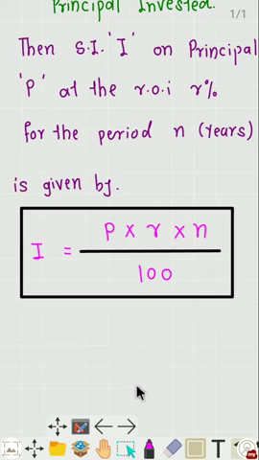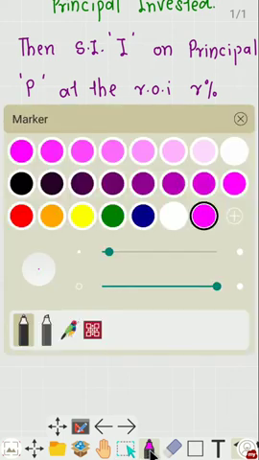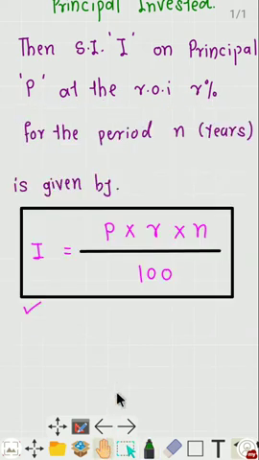Okay, so this is the formula for simple interest. The simple interest is given by I is equal to P into R into N, whole divided by 100. Here P is the principal, R is the rate of interest per year on the principal, and N is the number of years. So I is the simple interest. So this is the formula, you keep in mind. Let us try to solve some examples based on this formula of simple interest.